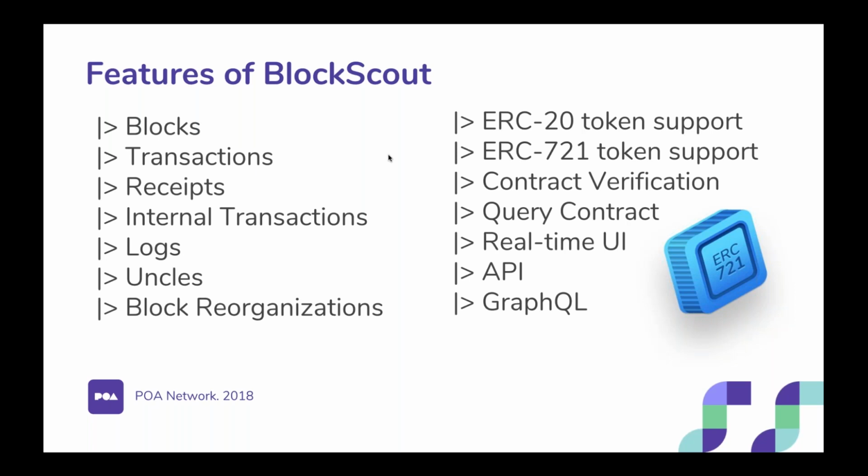We also support tokens, which include ERC20 and ERC721. ERC721 are non-fungible tokens, so every token is unique. Very soon in the future, we'll be providing great metadata for these tokens, such as what the name of the token is and a lot of the other specs that revolve around ERC721 tokens. We also have contract verification, and you're able to interact with these contracts directly from BlockScout. We've also included a real-time UI, a RESTful API, as well as GraphQL API endpoints.